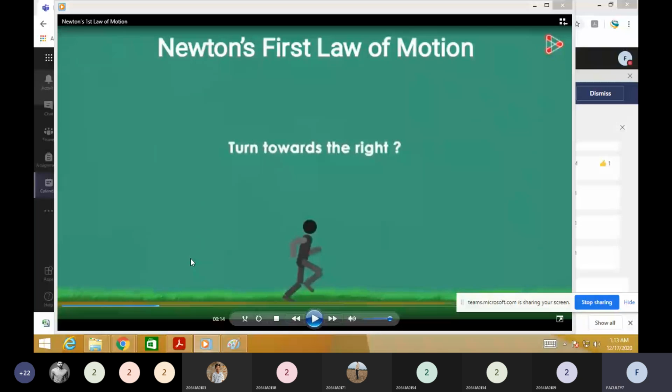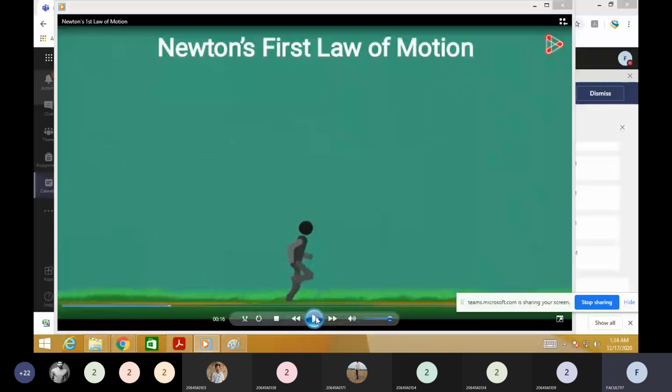So let me give the narration for this. Here the question is regarding Newton's first law. We are seeing a small video. Now a particular person is running. Suddenly he cannot stop. It will take a certain time. That is the thing you can observe.